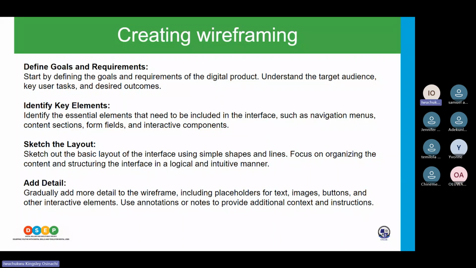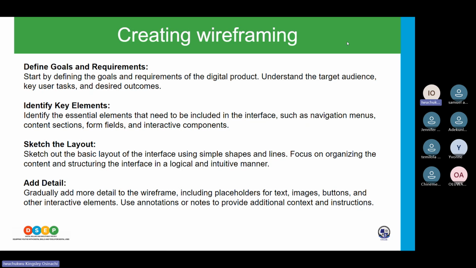So I said in creating a wireframe, you define goals and requirements, right? Start by defining the goals and requirements of the digital product, understand the target audience, key user paths, and desired outcome. Second one, identify key elements. Identify the essential elements that need to be included in the interface, such as navigation menus, content sections, form fields, and interactive components. The third one, sketch the layout. Sketch out the basic layout of the interface using simple shapes and lines. Focus on organizing the content and structuring the interface in a logical and intuitive manner.